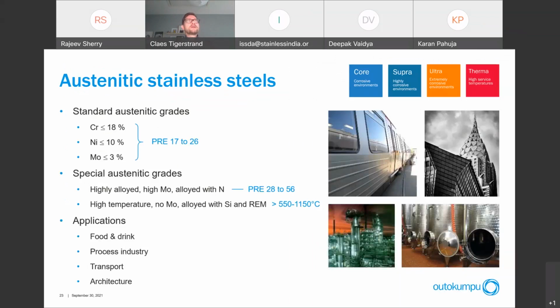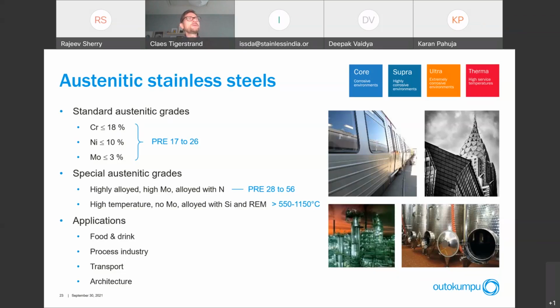Then we continue with the austenitic stainless steel, and as you see, they are the most common structure, and you have grades within 4 different product ranges. Core for intermediate corrosive environment, Supra for highly corrosive environment, Ultra for extremely corrosive environment, and also Therma for high service temperature. And we will go through all those 4 different ranges.